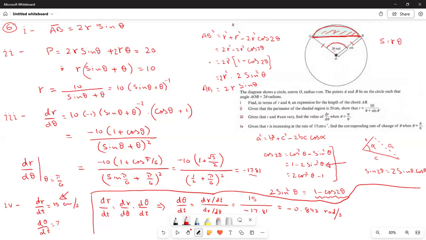Okay, and why is it negative? I think it's clear. If the radius is increasing, and the perimeter of this shaded area is kept constant at 20, then of course the angle has to reduce. Okay, and that's why we are seeing a negative sign over here. Okay, I hope you understand everything.